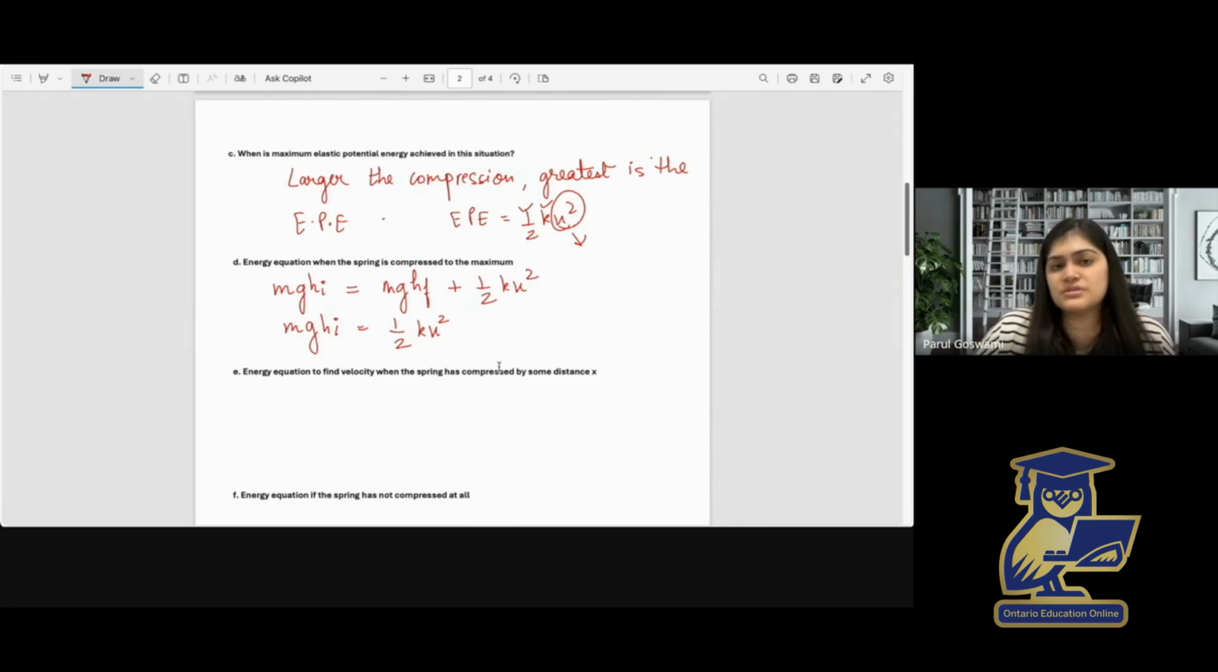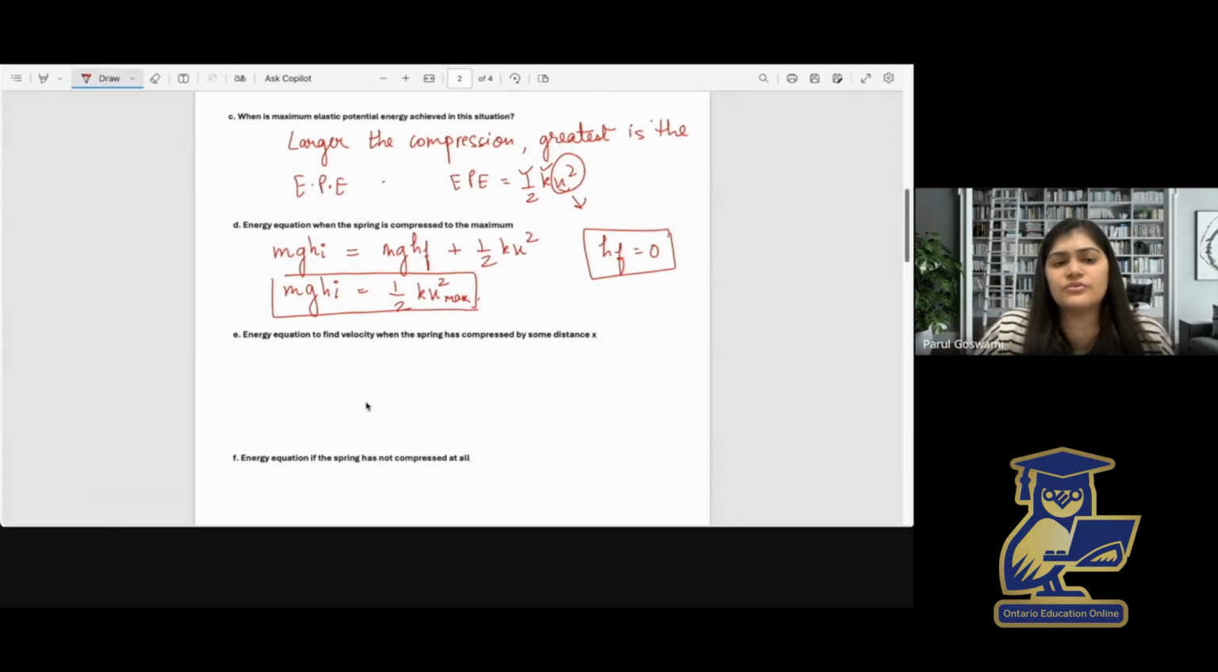If we choose the spring level as the zero height level, then h final is 0. So the equation becomes mgh initial equals half kx squared max. I can also write it as max because this was maximum compression. So this is the equation when the spring is compressed to maximum compression. h final is 0 here. Why have we taken h final as 0? Because our spring level is at zero level, or zero energy.